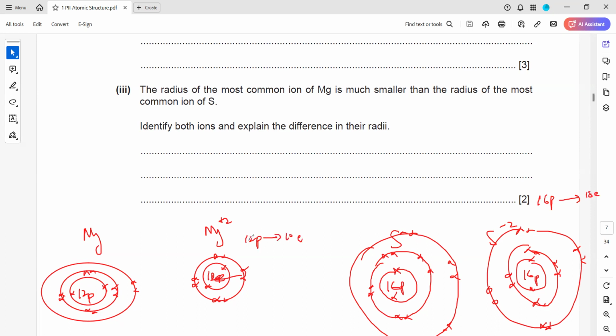Plus the number of shells also changes. In the case of magnesium, 2 shells are there, but in sulfur, there are 3 shells. So why is the magnesium ion smaller? Because it has 2 shells compared to the sulfur ion, which has 3 shells. Is it clear why the magnesium ion is smaller than the sulfur ion? Any doubt in this? Any question or doubt in this?